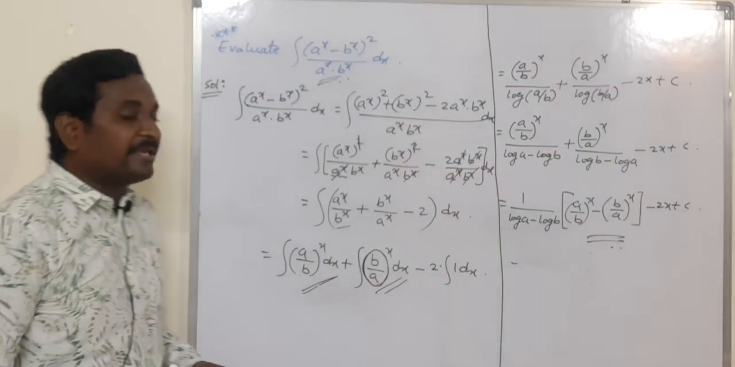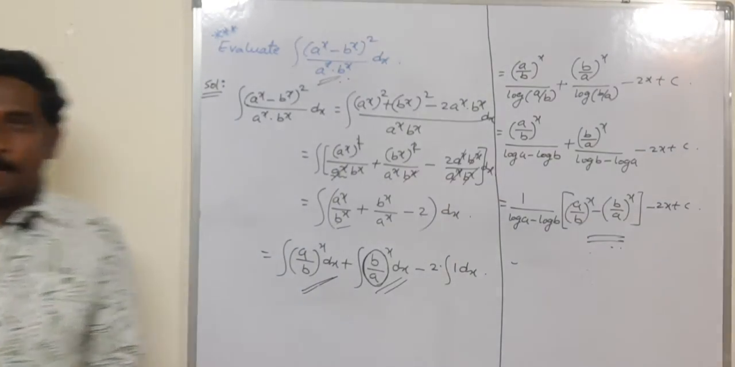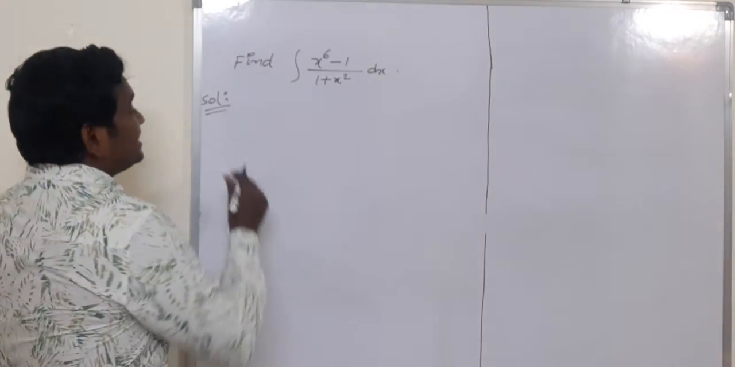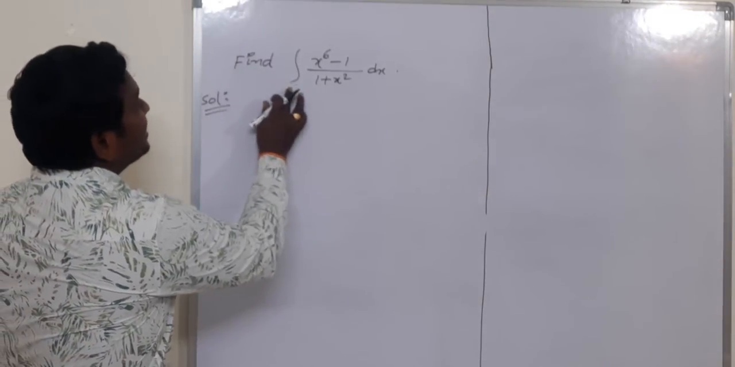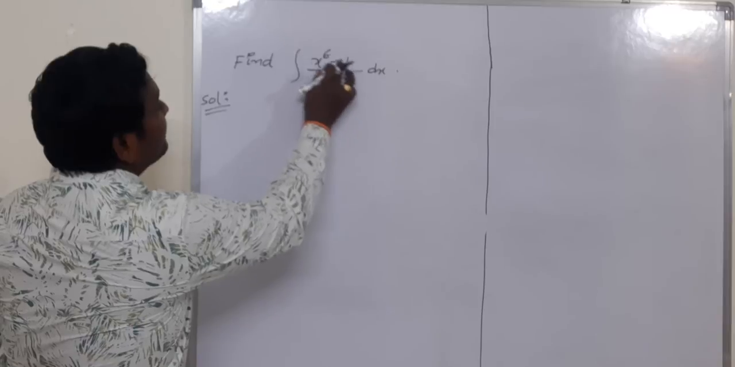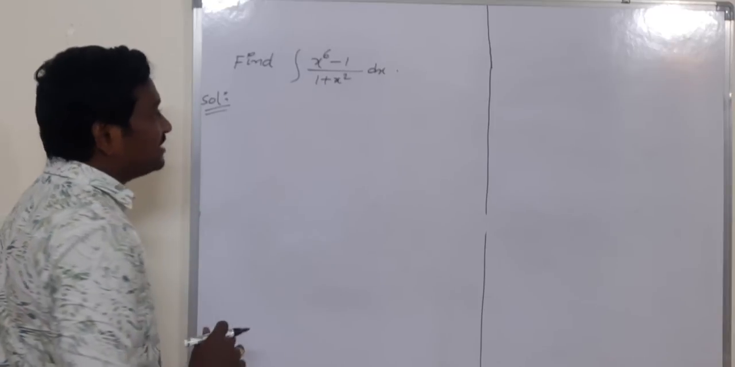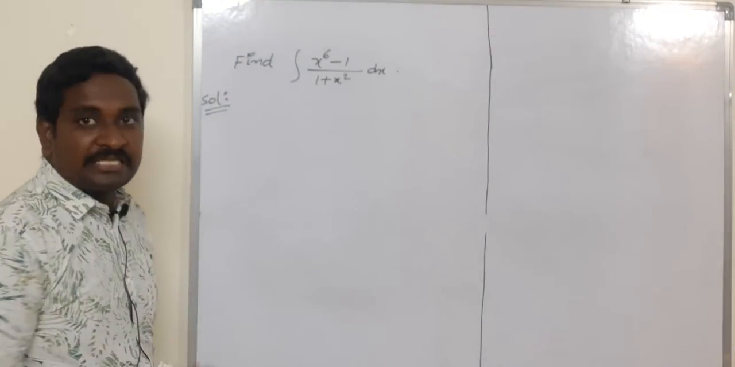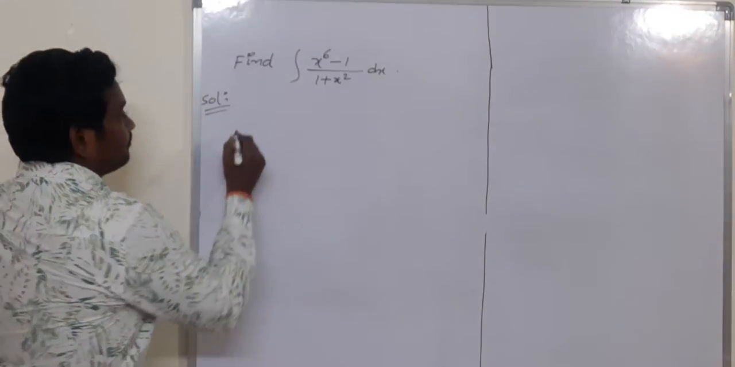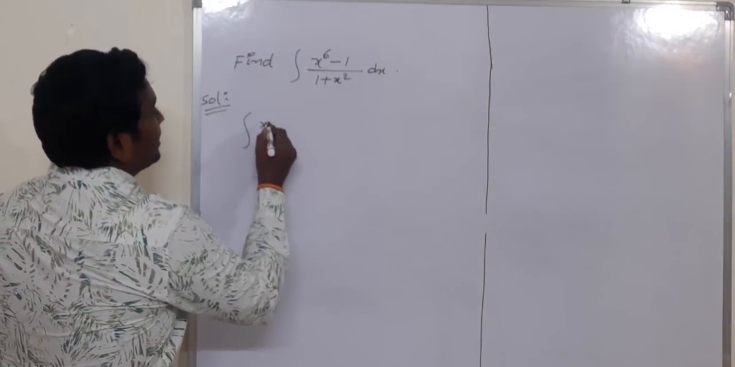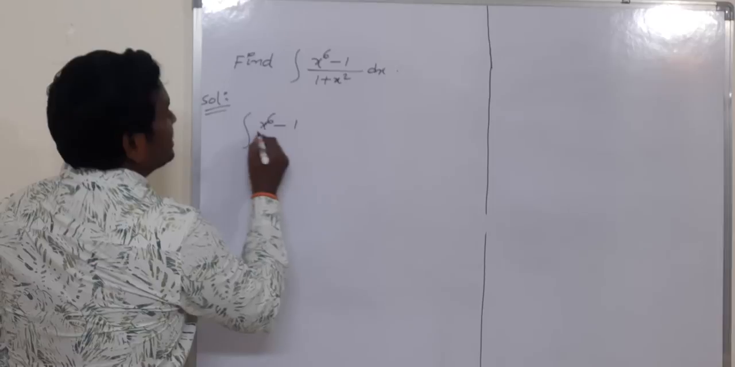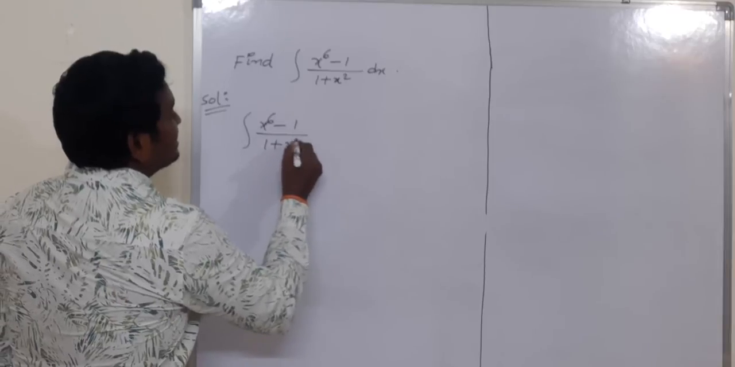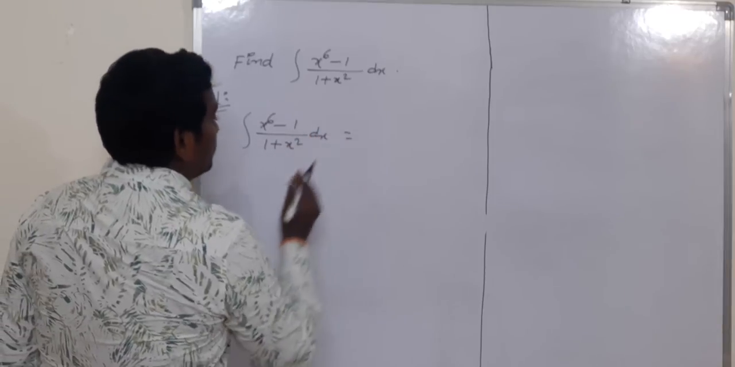Okay. I will give another problem now. Please see the next problem. Find the integral of (x power 6 minus 1) whole by (1 plus x square) dx. Okay. First consider the given problem in the solution. Integration of (x power 6 minus 1) by (1 plus x square) whole dx.